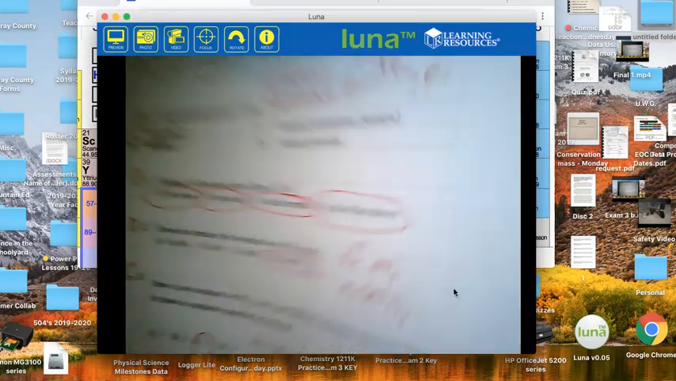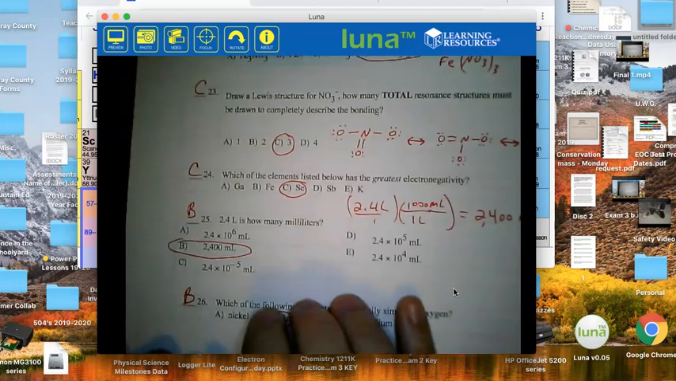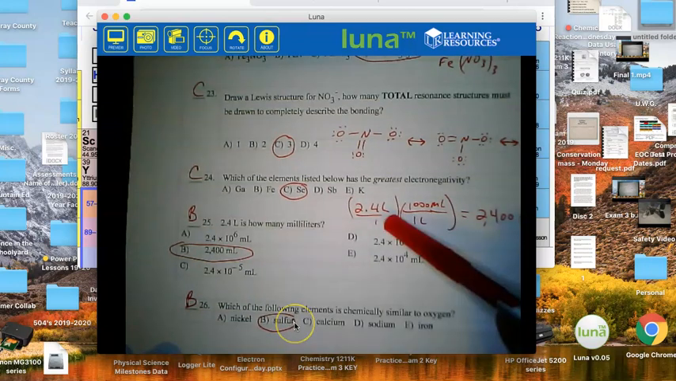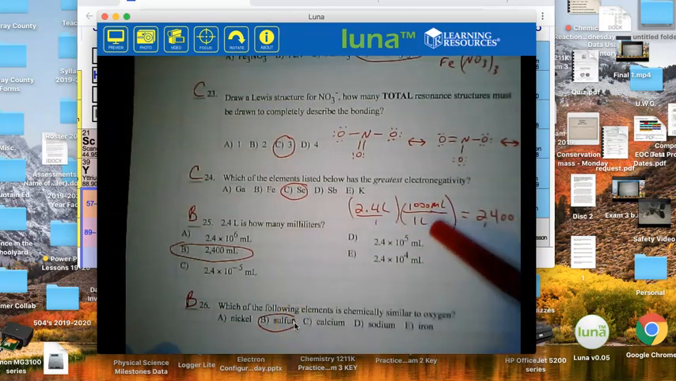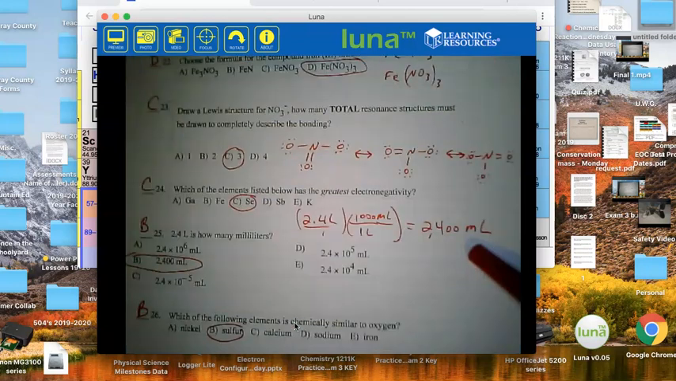All right, number 25. Here we have a value 2.4 liters, and that's how many milliliters. So it's just a simple conversion here. So I take 2.4 liters. My conversion factor here for every 1 liter, that's 1,000 milliliters. So I'm basically multiplying 2.4 times 1,000, which is 2,400 milliliters.